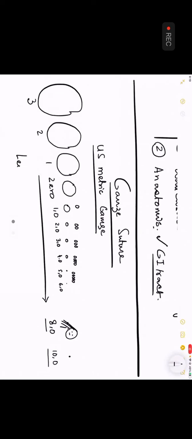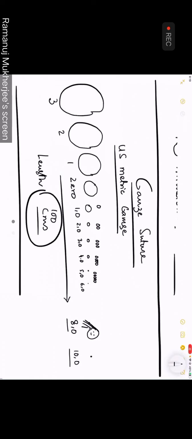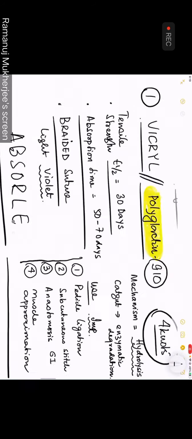Any suture has an adequate length, and the length is expressed in centimeters, 100 centimeters of suture. So this is all about the sutures. Let us have a quick look at the sutures, and then we talk about the needle.